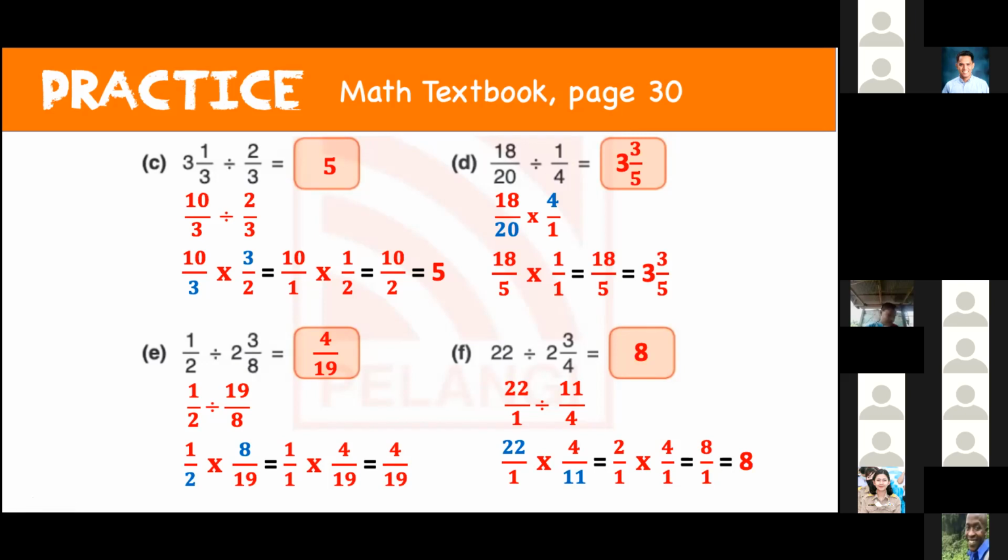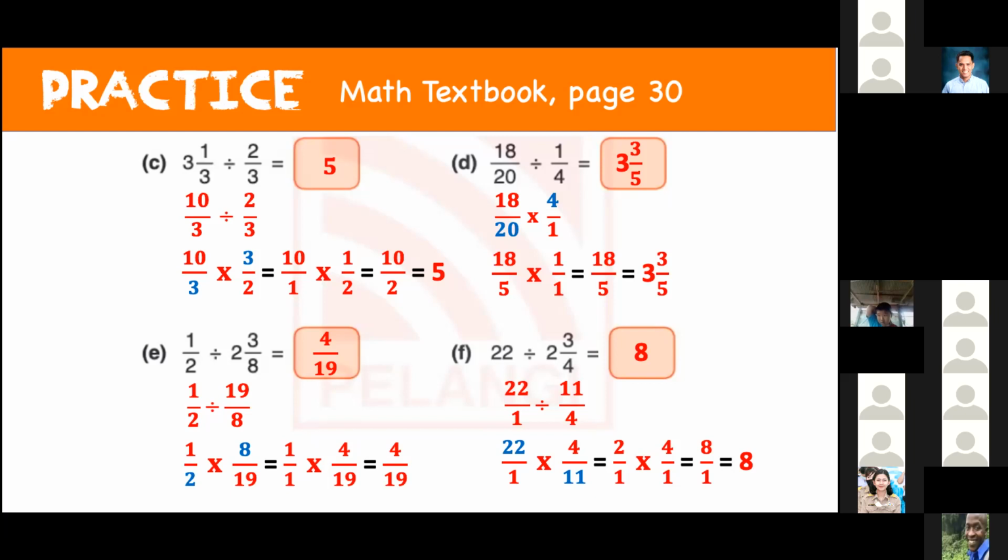So you can look at the correct answer. I'll give you 30 seconds to copy the correct answer if your answer is wrong. But if your answer is right, very good for you, because you already understand the lesson. So if you know how to multiply, division is easy. Last week we learned how to multiply. Now we just apply that. But important is we need to get the reciprocal first. We switch the numerator and denominator of the second fraction.